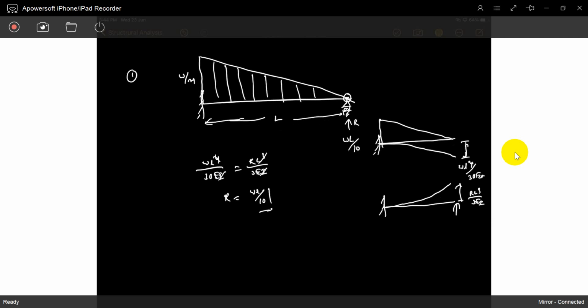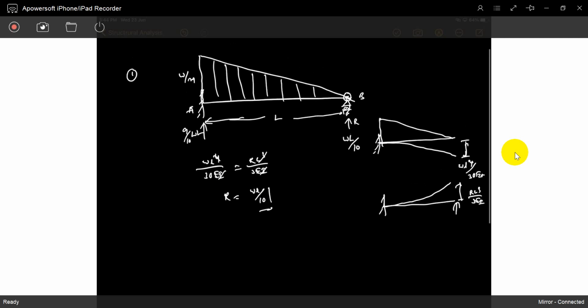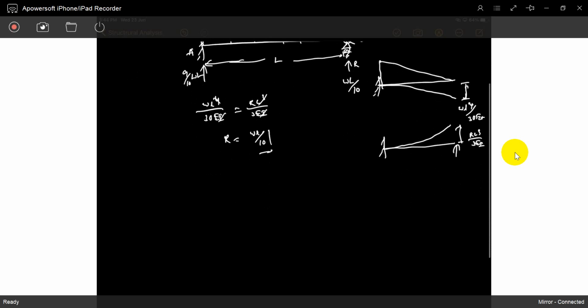If it is 1 by 10 here, what is the value at the other end? It is 9 by 10. That's it. Now you can draw the shear force and bending moment, and also find out the moment here. Later we will find out. First we will draw the shear force diagram.